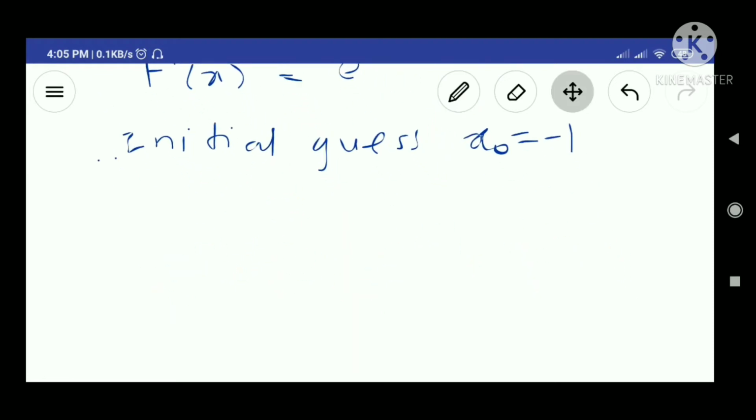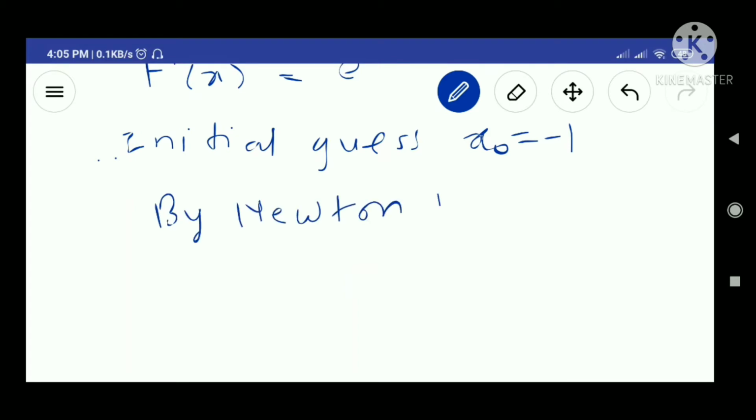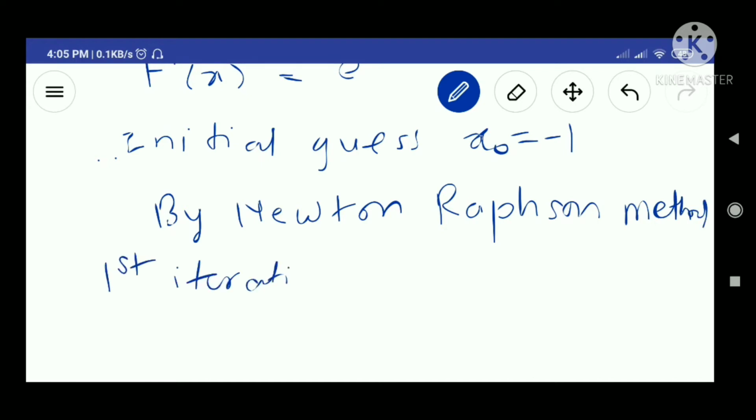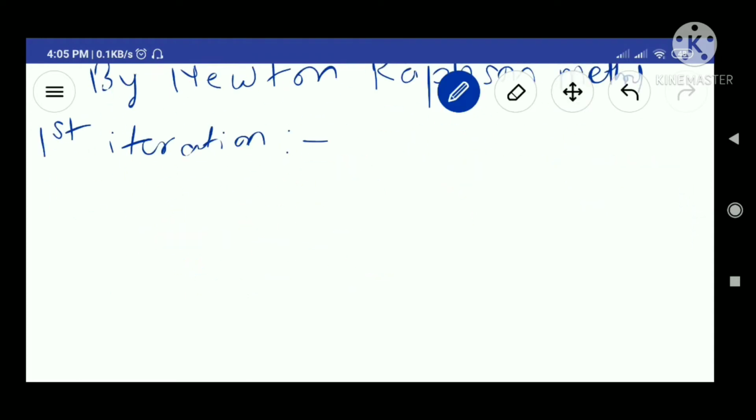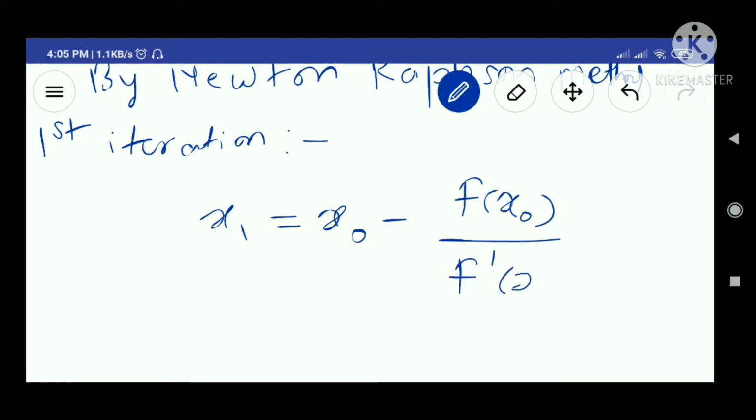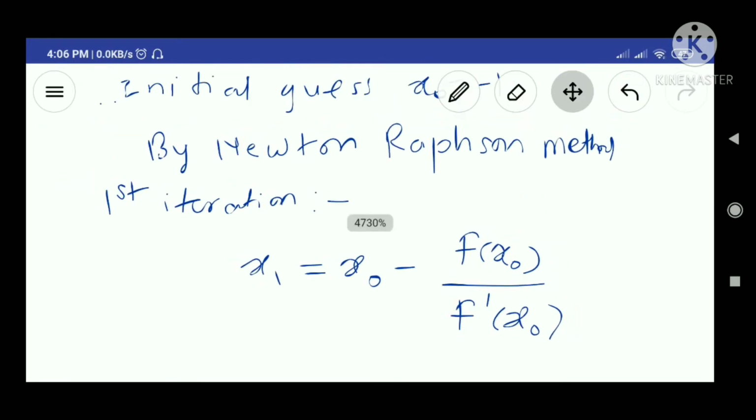So now use the Newton Raphson method. By the Newton Raphson method, the first iteration is given by x1 is equal to x0 minus f of x0 divided by f dash of x0. This is the formula. Now use the values of f of x0 and f dash of x0.